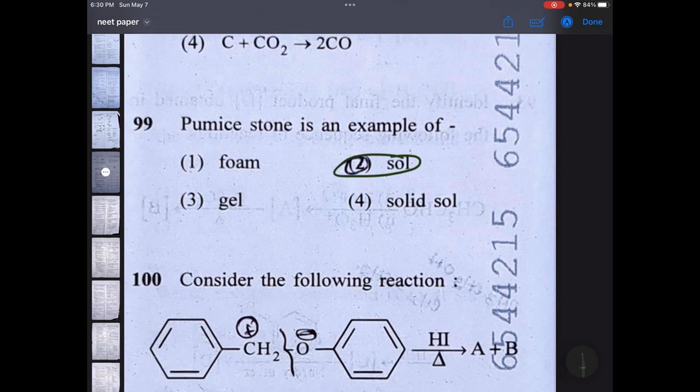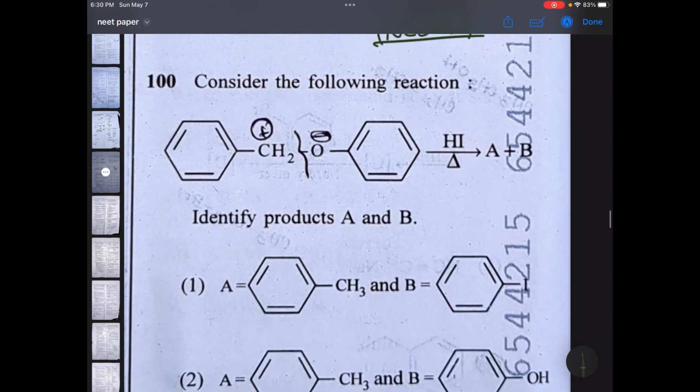You missed this question, Amma. This is solid salt. Okay, now NCERT statement it is. In the box it will be given. You can check. It is solid salt. Pumice stone is an example of solid salt.